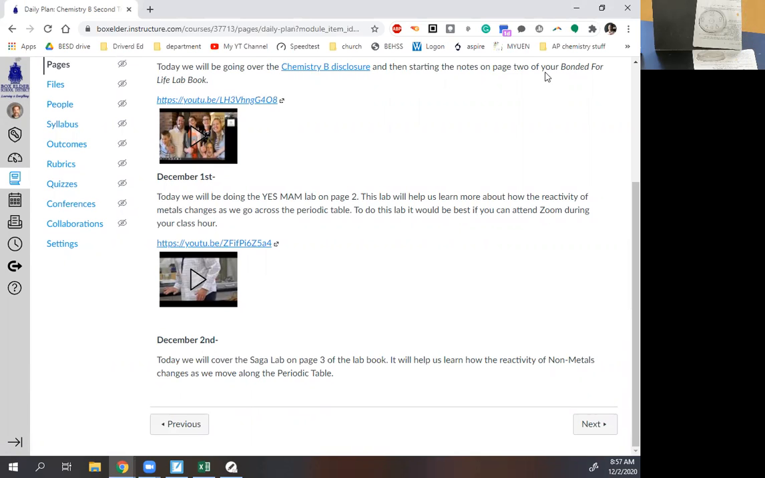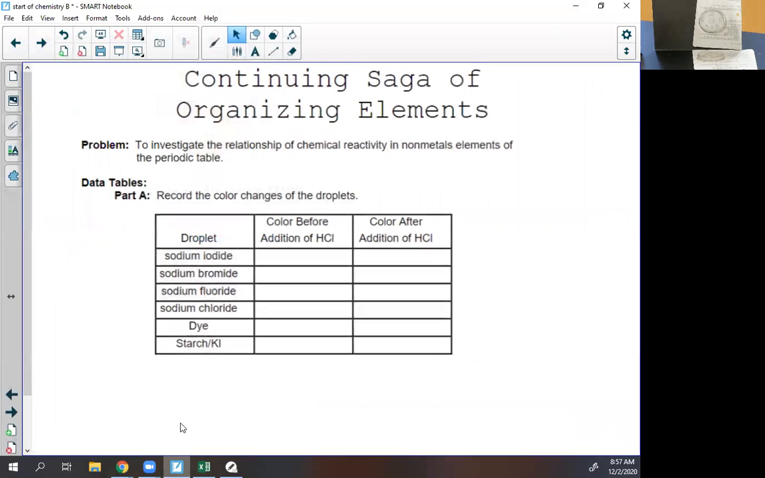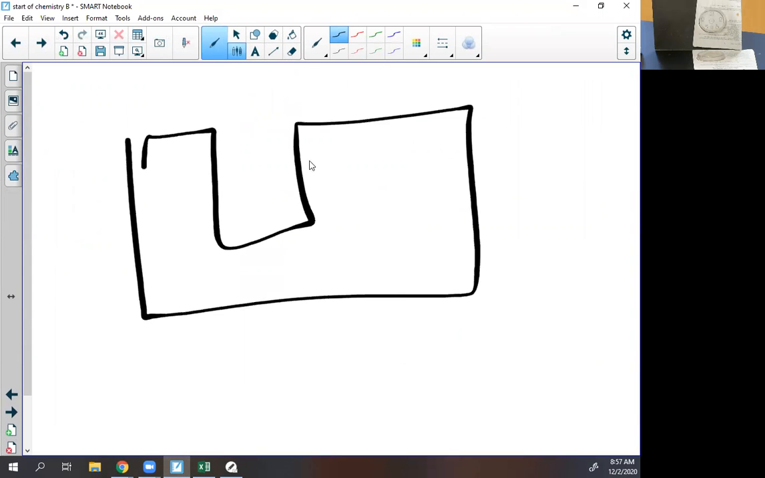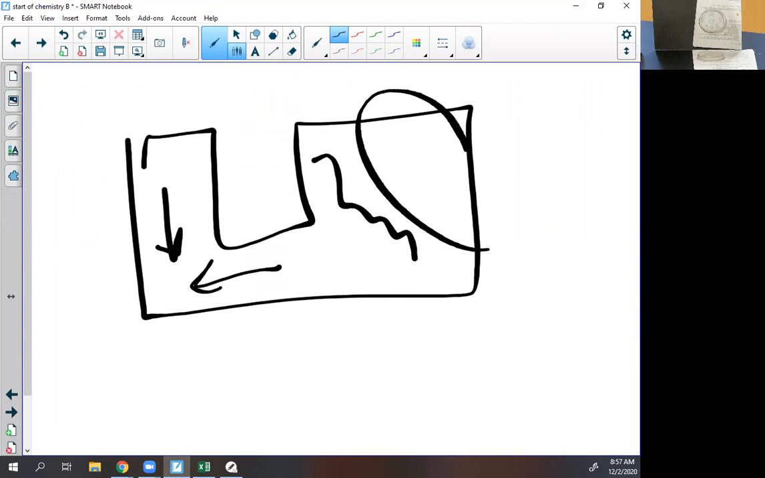Okay, today we will cover the Saga lab on page 3. It will help us learn how the reactivity of nonmetals changes as we move along the periodic table. So we have this so far. All right, staircase. We had this and this. What we're going to figure out are the arrows that go here. That's all we're doing. Easy enough.